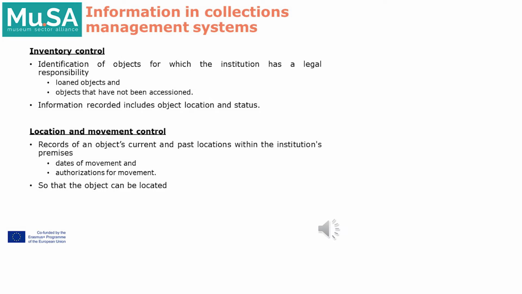Inventory control. It is the identification of objects for which the institution has a legal responsibility. For example, loan objects and objects that have not been accessioned. The information that is recorded includes object location and status. Location and movement control. It is the records of an object's current and past locations within the institution's premises. For example, date of movement and authorization for movement. It is recorded so that the object can then be located.